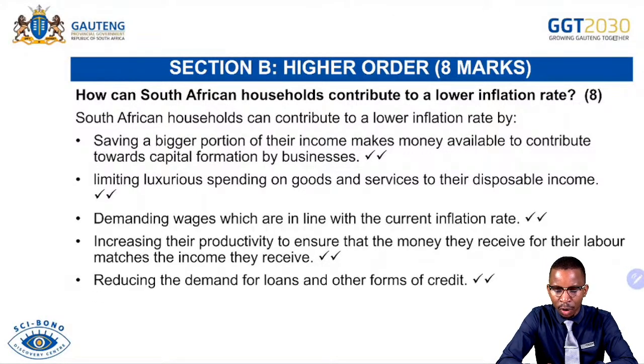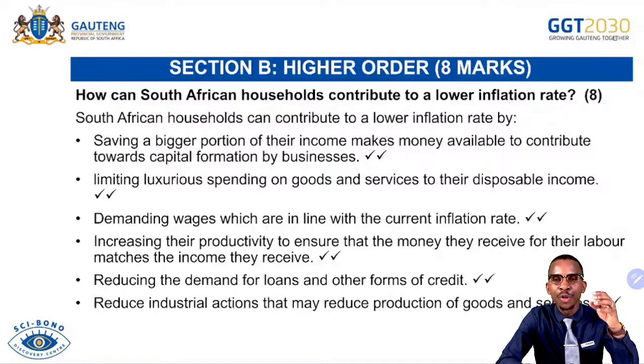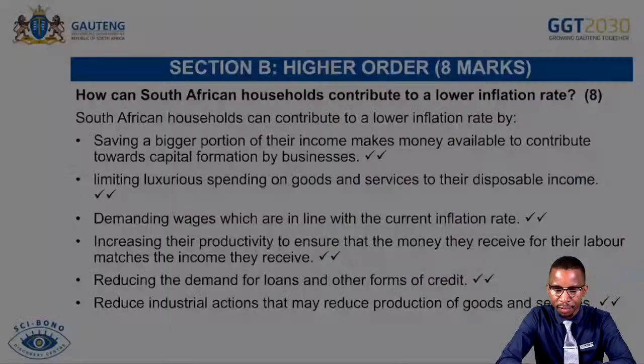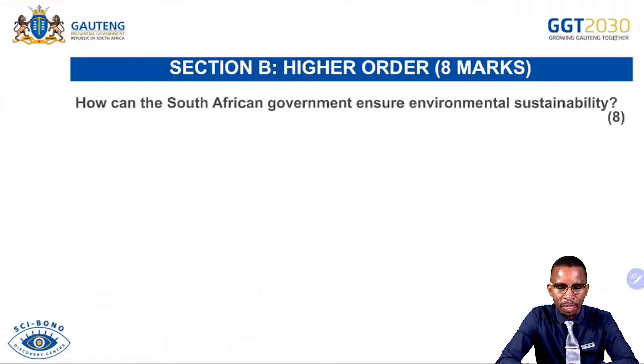Reduce the demand for loans and other forms of credit, so that there will be less demand for goods and services. Reduce industrial action that may reduce production of goods and services, meaning they must reduce bargaining or being involved in protests for higher wages, because if they do that, that will lead to less productivity and it will push inflation. They must also avoid shoplifting and stealing from business, because business will always compensate themselves by increasing the selling price.